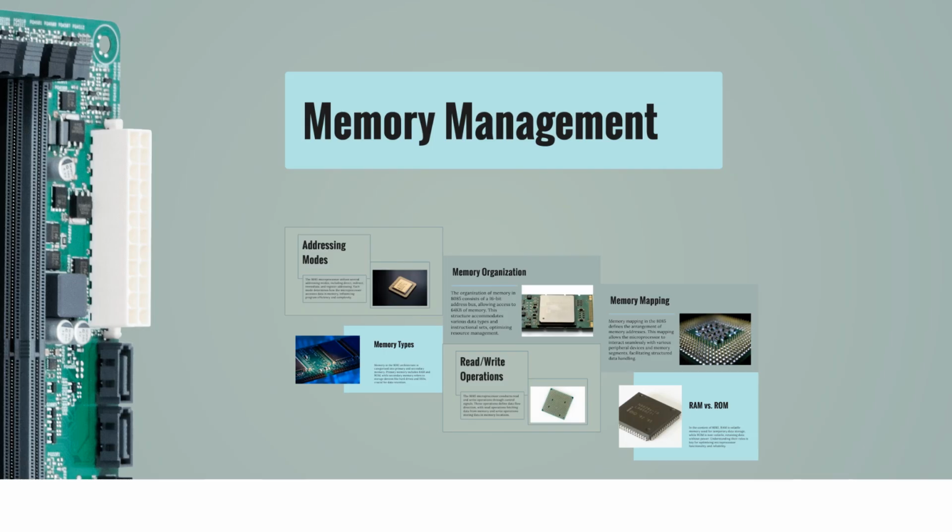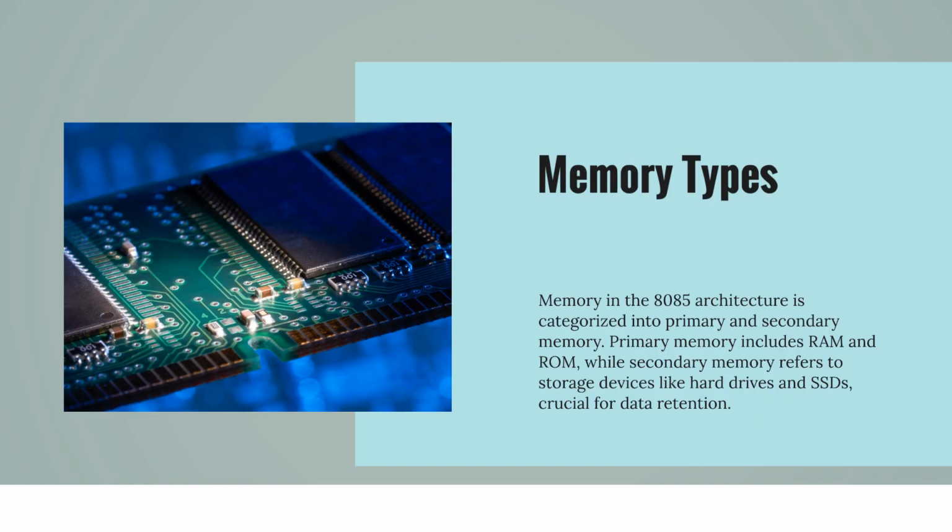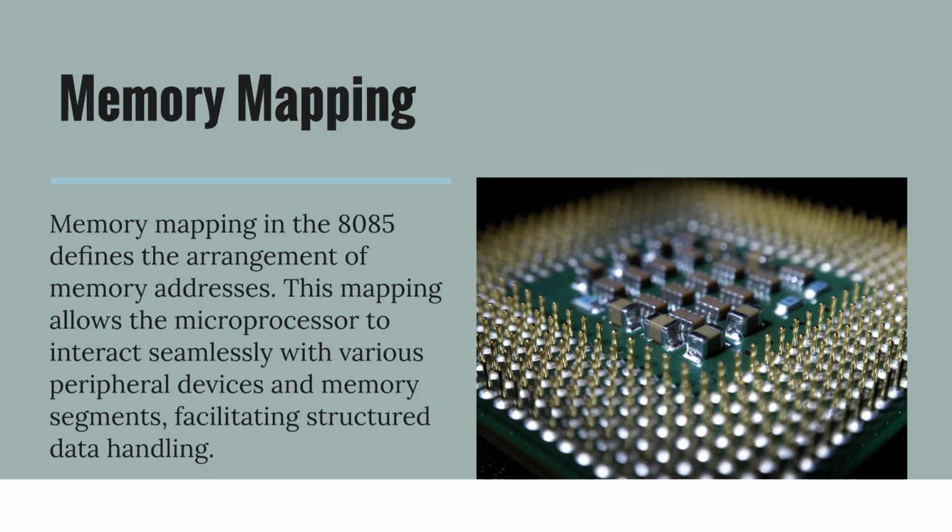Next, let us see the memory management of the 8085. The 8085 architecture has a memory unit. The memory unit can be classified into two types, primary and secondary memory. The primary memory includes the RAM and ROM, random access memory and read-only memory, while the secondary memory refers to storage devices like hard disk, SSD and pen drive. The memory mapping in the 8085 defines the arrangement of the memory addresses. This mapping allows the microprocessor to interact seamlessly with various peripheral devices and memory segments, facilitating structured data handling.